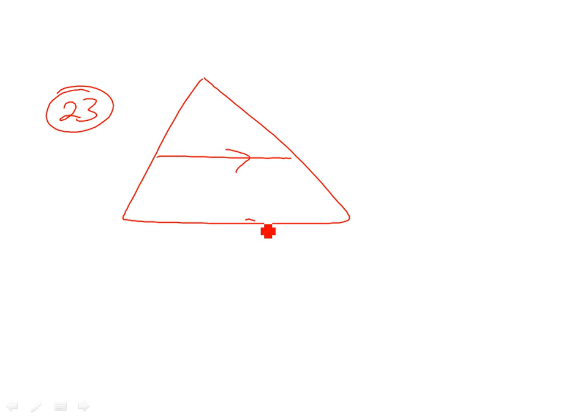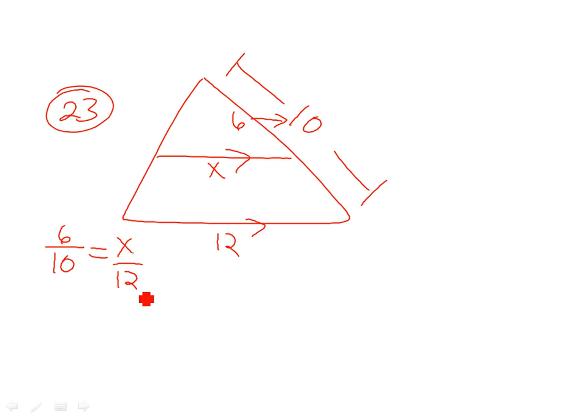23, they tell us these two are parallel. What does that tell us about the big triangle and the small triangle? I'm pretty sure we have this and this. Now, does that mean it's a mid-segment and this has to be 6? No, they didn't tell us all that. The proportion we can set up: 6 compares to 10, the same as x compares to 12. Cross multiply, you get 72 equals 10x. X is going to equal what?